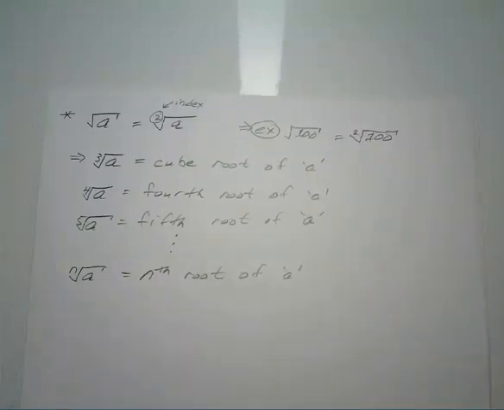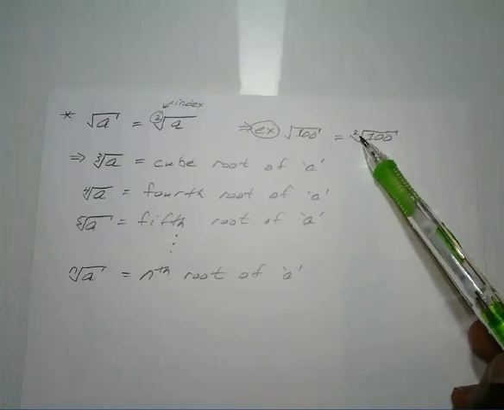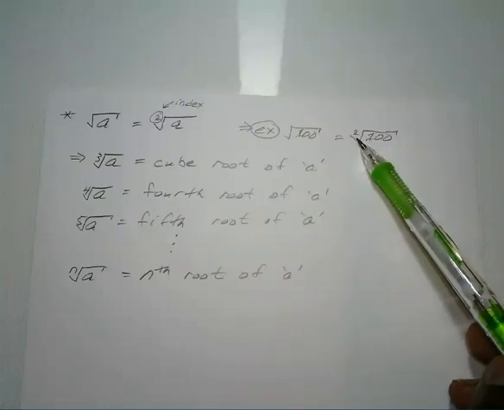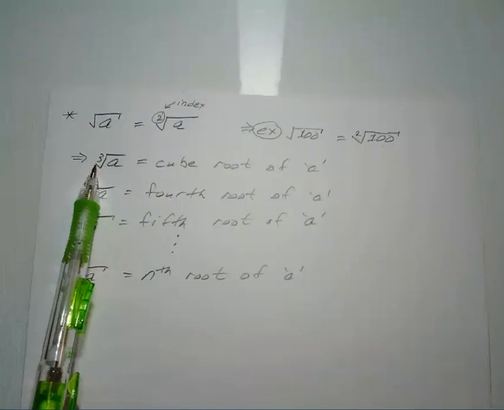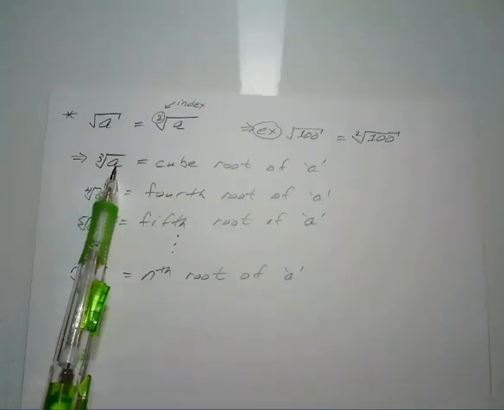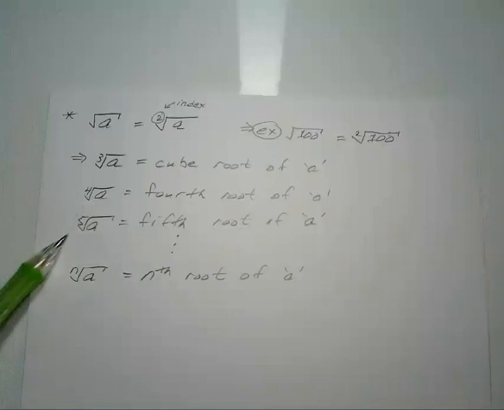Okay, so the same idea behind a square root, meaning any number that multiplies to itself twice to give you 100. Same thing for a cube root: any number that multiplies to itself 3 times to give you whatever a is. Same with a 4th root: any number that multiplies to itself 4 times to give you that a value. Same with the 5th root: any number that multiplies to itself 5 times to give you that a value.